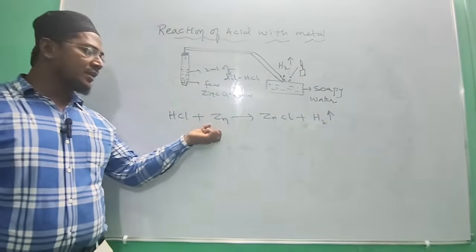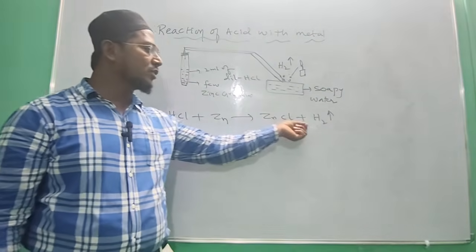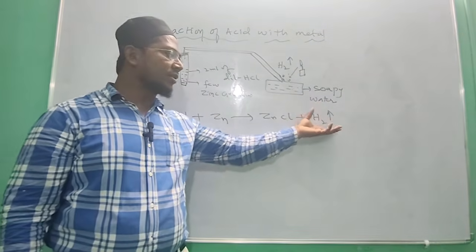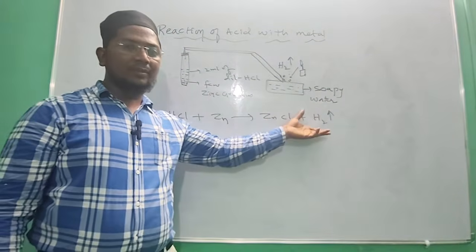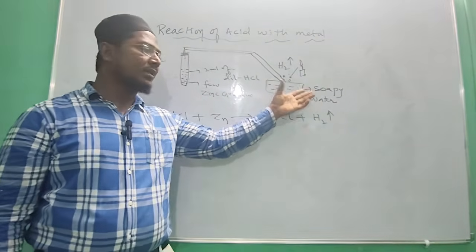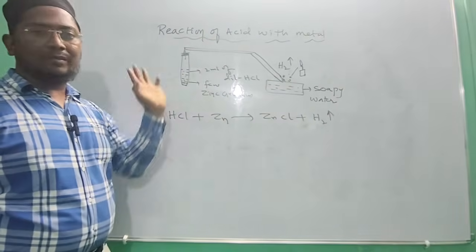HCl means acid, Zn, zinc, is a metal, zinc chloride is nothing but salt, and H2 is the gas. H2 gas is colorless. What is the nature of the gas? It is neither combustible nor a supporter of combustion. It will put off any burning matchstick or candle with a pop sound. This is the reaction of acid with metal.